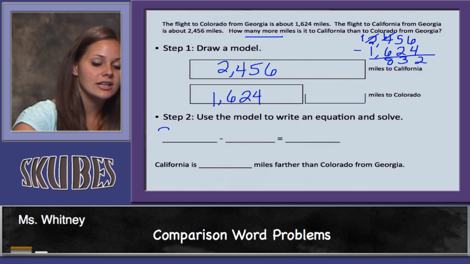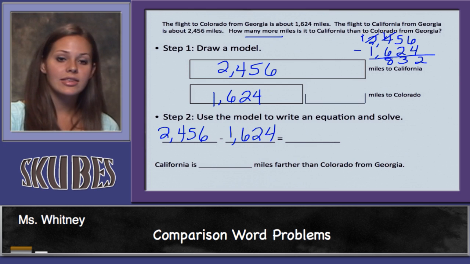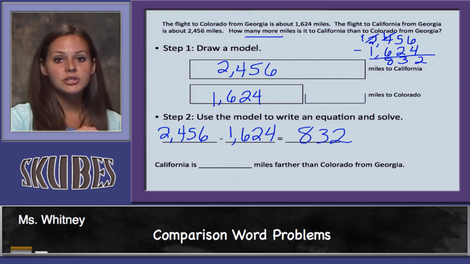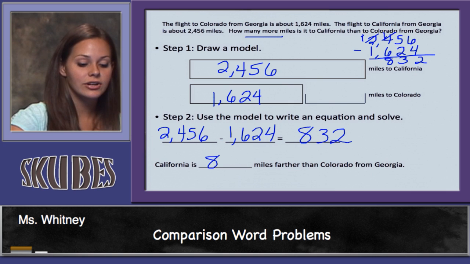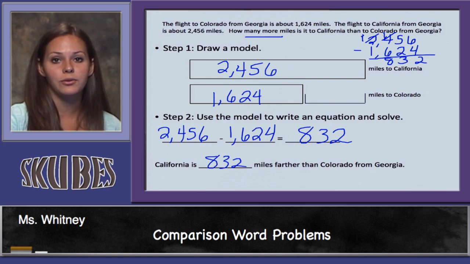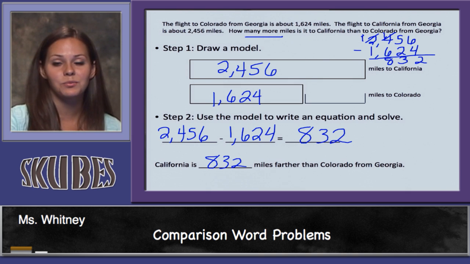So my equation is 2,456. Take away 1,624. I find the difference to be 832. So California is 832 miles farther than Colorado from Georgia. And this concludes our lesson on comparison word problems.